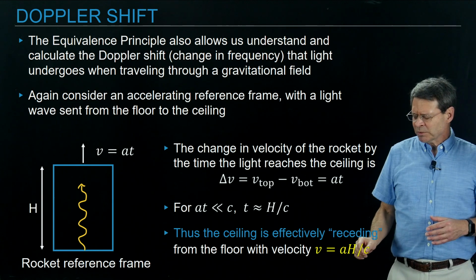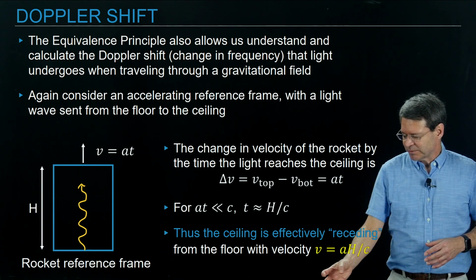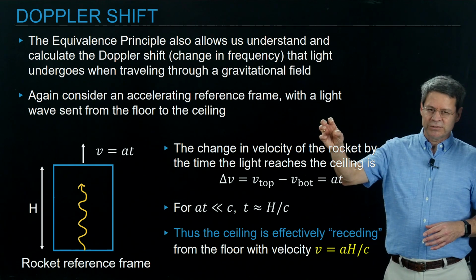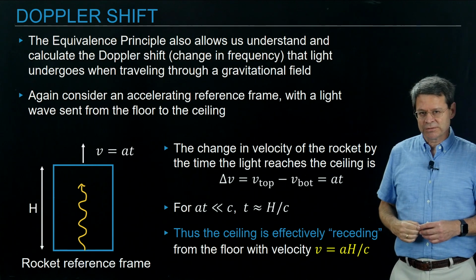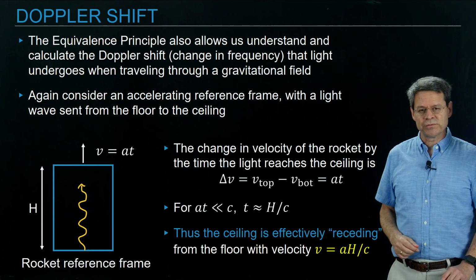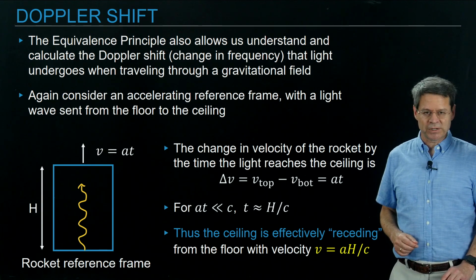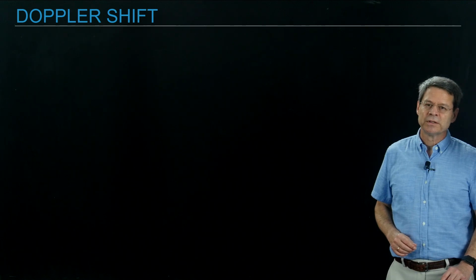But you can think of it as the velocity of the rocket when the light was first emitted, and then the velocity of the rocket when it was detected, and there was a difference in velocity there. The velocity increased. And that was a h over c, where a is the constant acceleration of the rocket, and h over c is the time it takes to go from the floor to the ceiling.